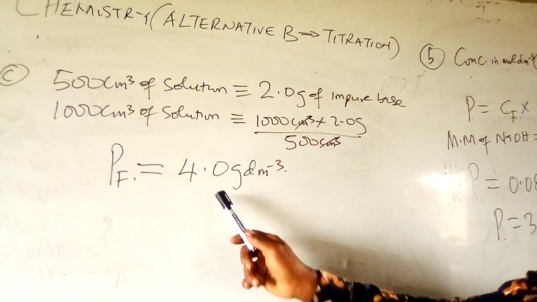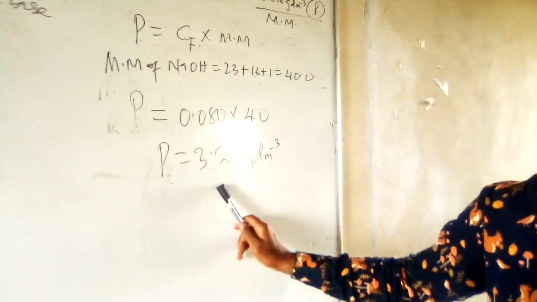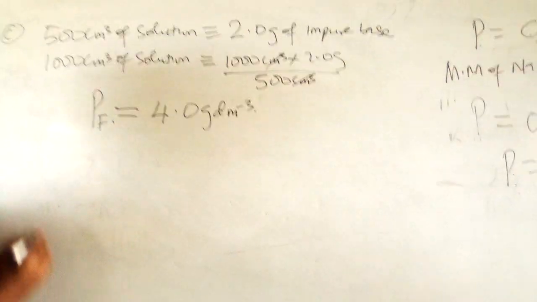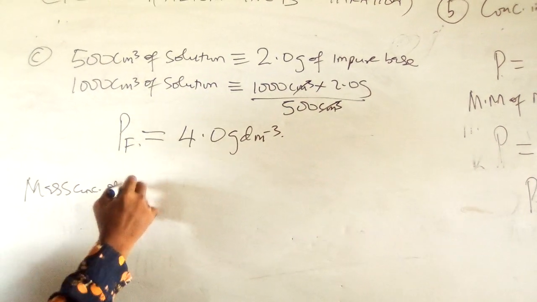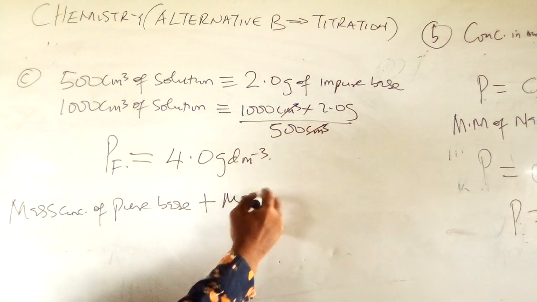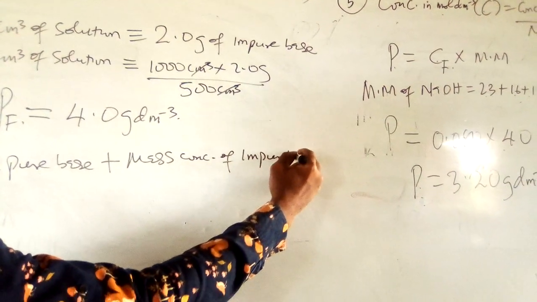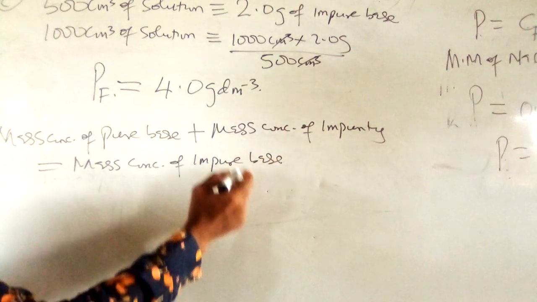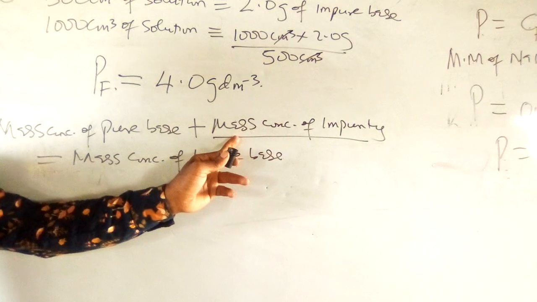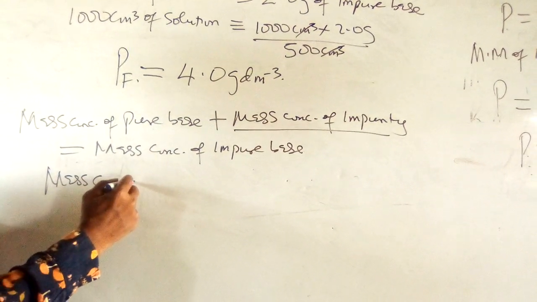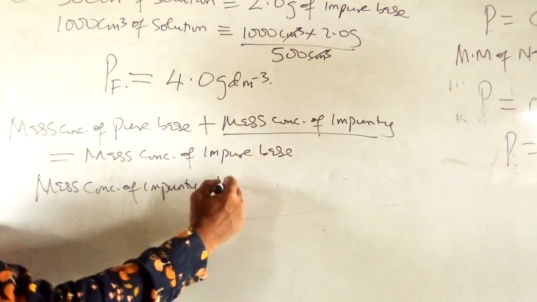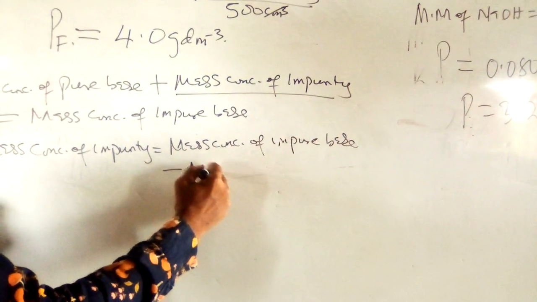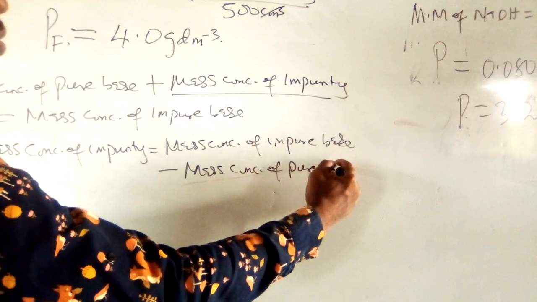Mind you, this is different from the concentration of the pure base; this is the concentration of the impure base in gram per dm³. We're not looking for the mass of the impurity in the base. We should know that mass concentration of pure base plus mass concentration of impurity will give us mass concentration of impure base. So we are trying to find the mass of the impurity. We make it the subject of the formula: mass concentration of impurity equals mass concentration of impure base minus mass concentration of pure base.